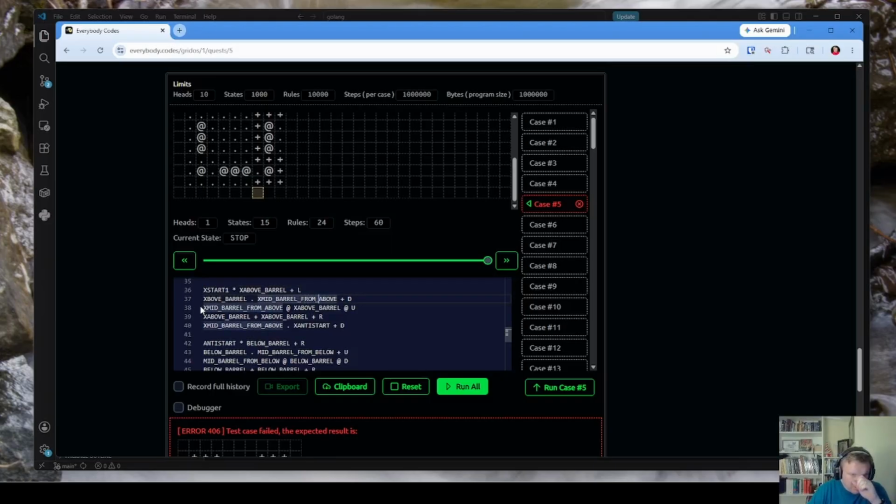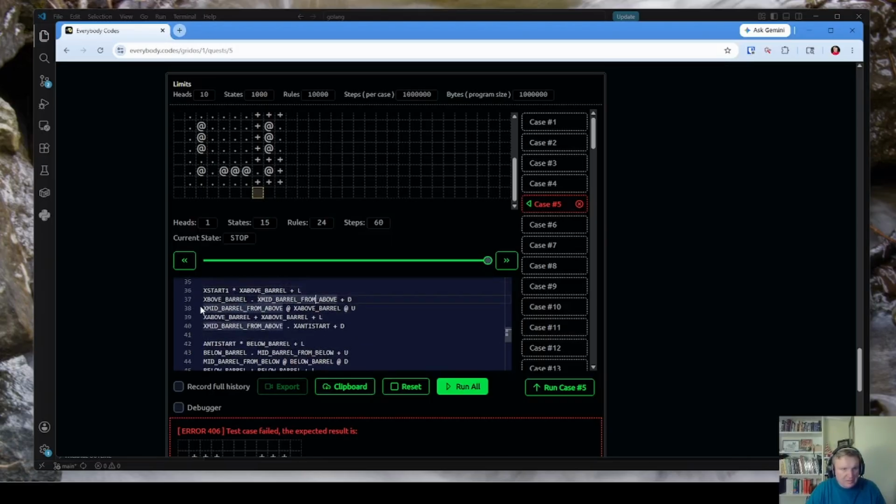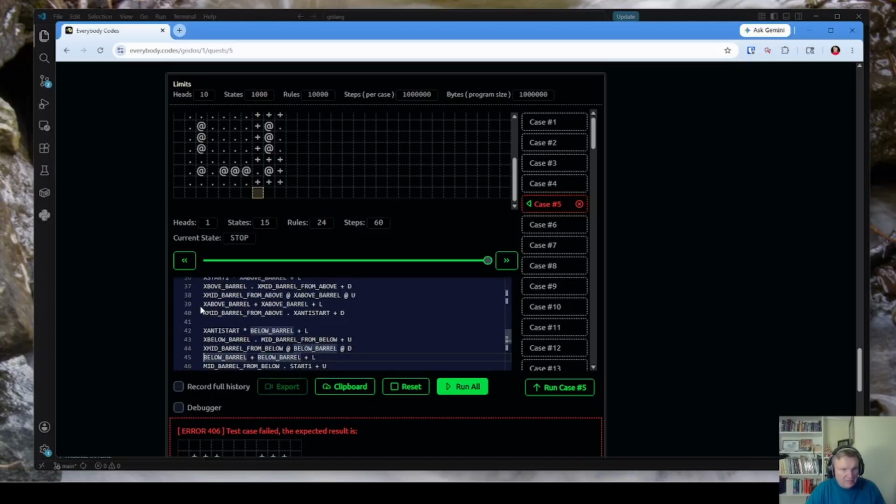Above barrel and X mid barrel down. That's moving left, left, left. Okay, except I want the X in front of every state. X, X, X. Decision 3.